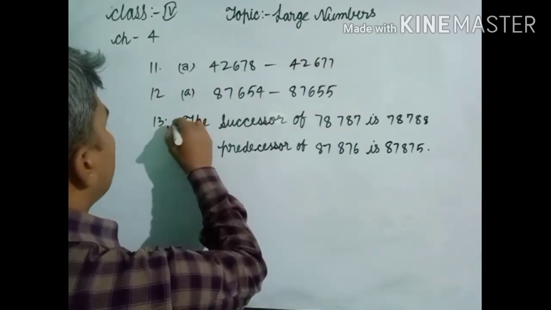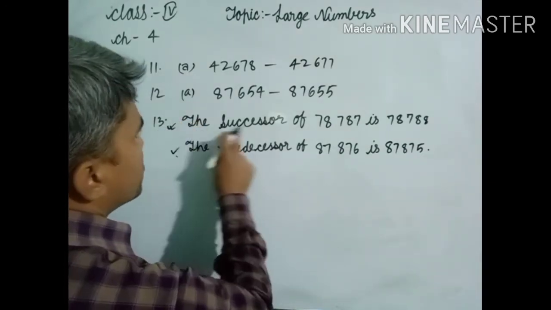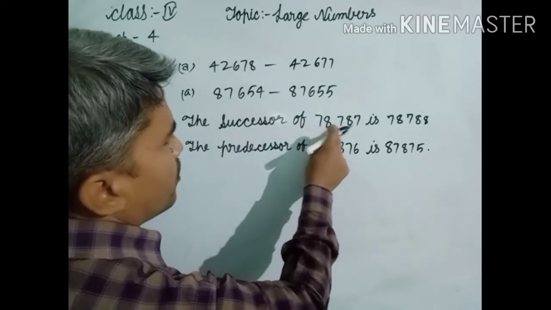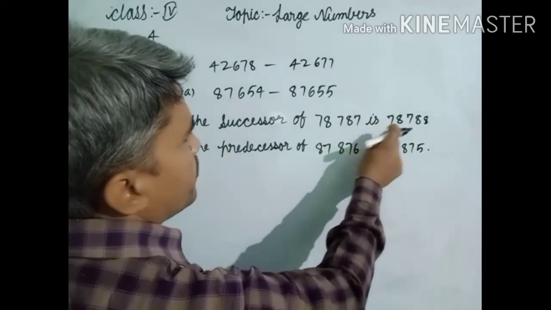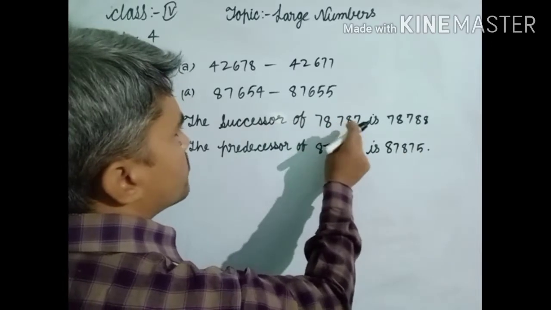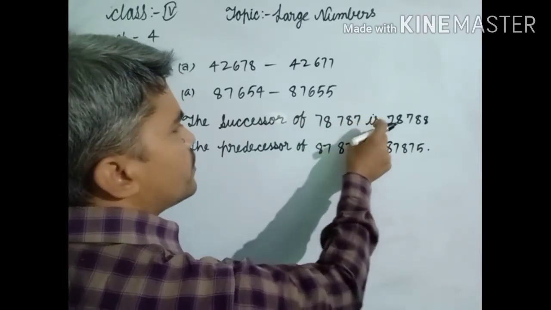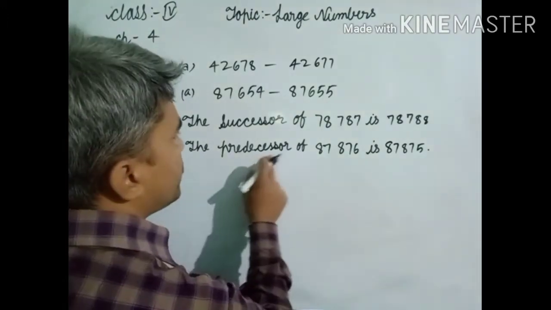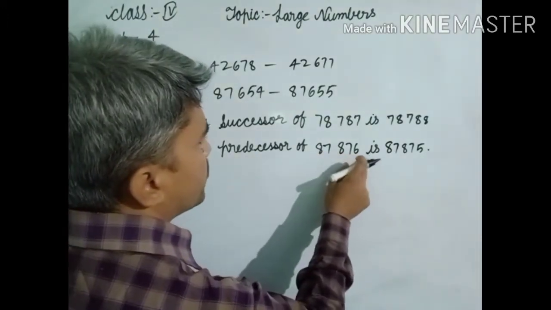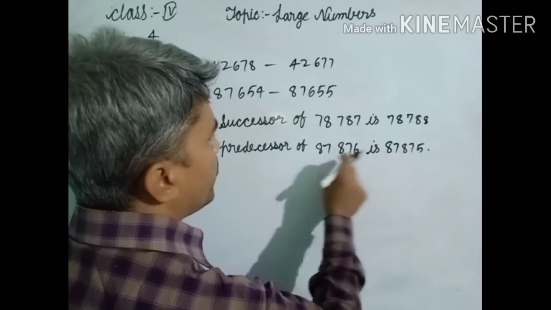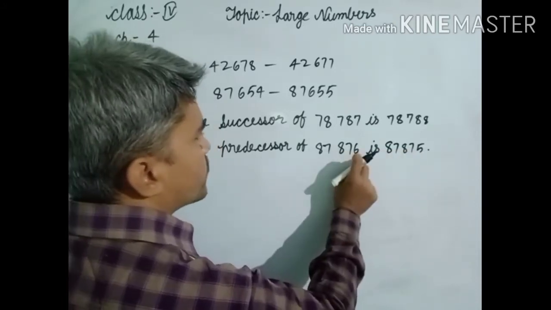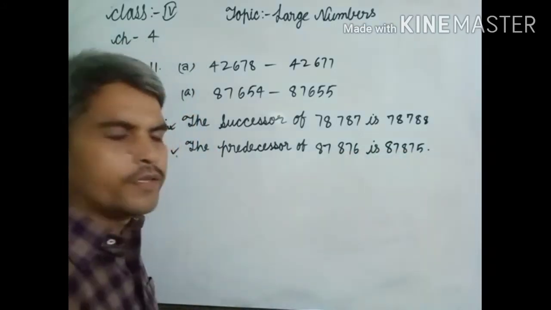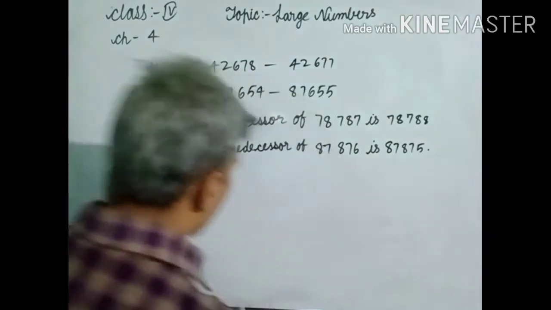This is a very unique problem for you. The successor of 78,787: successor means plus 1. When you add 1, then you get the successor of the given number. And the predecessor of 87,876: predecessor means minus 1. In this way you solve such types of problems.